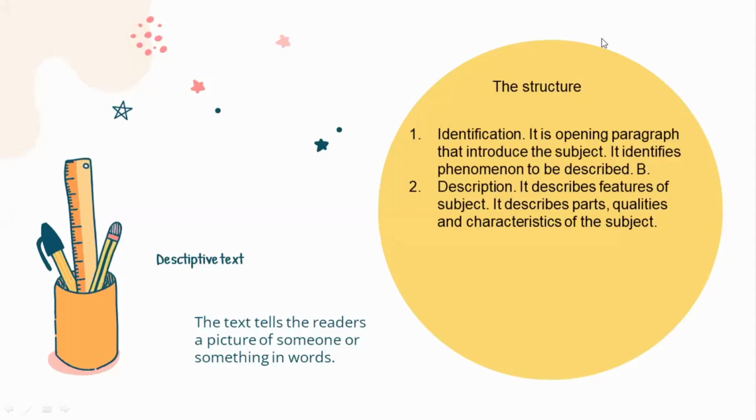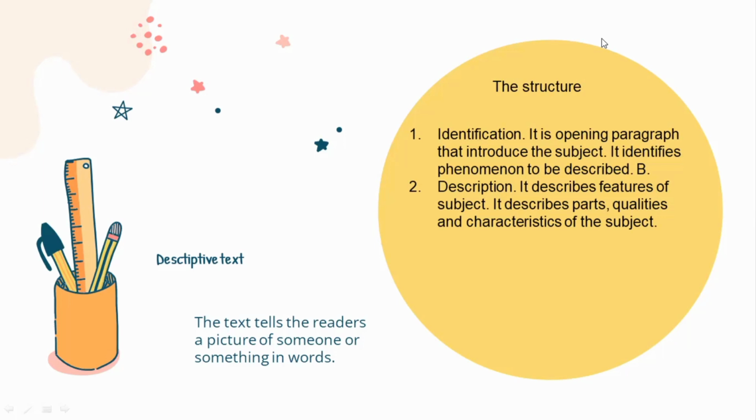Now about descriptive text. The text tells the reader a picture of someone or something in order. Descriptive text has a structure. First, identification. It is an opening paragraph that introduces the subject. It identifies the phenomenon to be described. Second, description. It describes a picture of the subject. It describes parts, qualities, and characteristics of the subject.